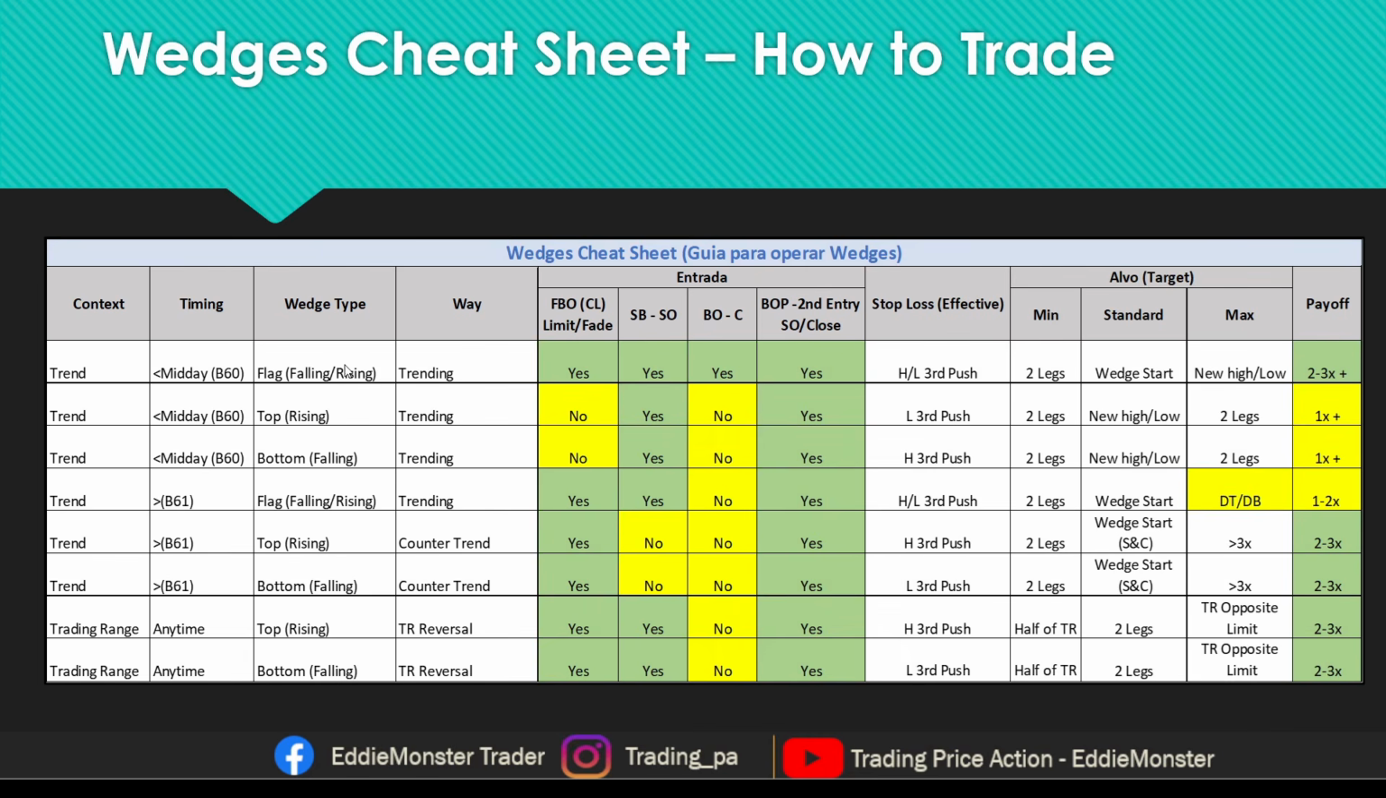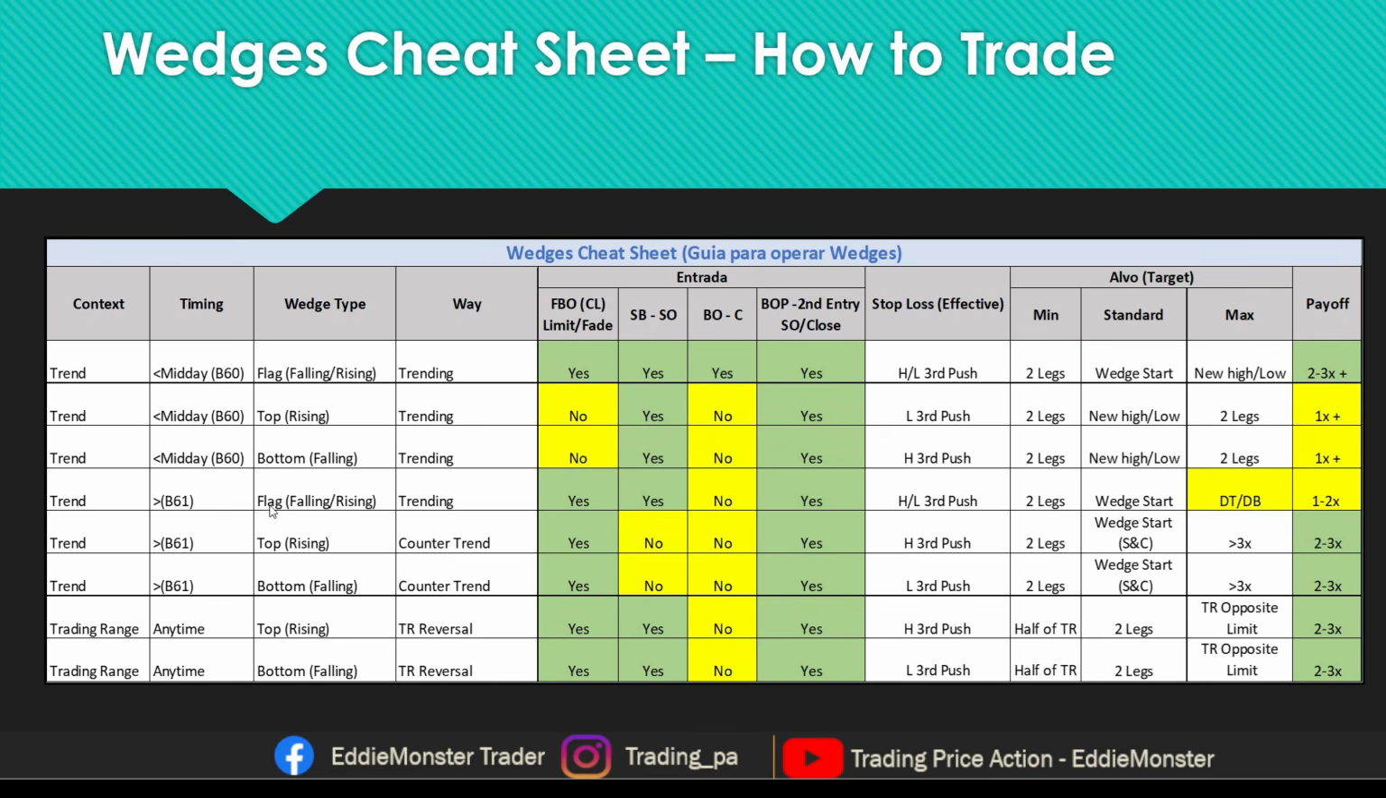What is the type of the wedge? We see here, same, the flags at the top, at the bottom, and then falling and rising, right? So when we are early in the morning and we have a wedge, we operate it with the trend. So on the way of the trend, basically. So if it's top or bottom, we operate the trend, right? Basically is that.